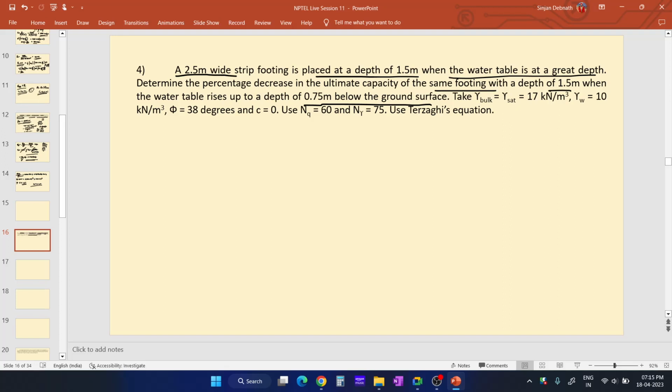Let me read out the problem once again. A 2.5-meter wide strip footing is placed at a depth of 1.5 meter when the water table is at a great depth. Determine the percentage decrease in the ultimate bearing capacity. So we have been asked to determine the percentage decrease in the ultimate capacity of the same footing with the same depth when the water table rises up to a depth of 0.75 meter below the ground surface. So the water table rises up in the second case.